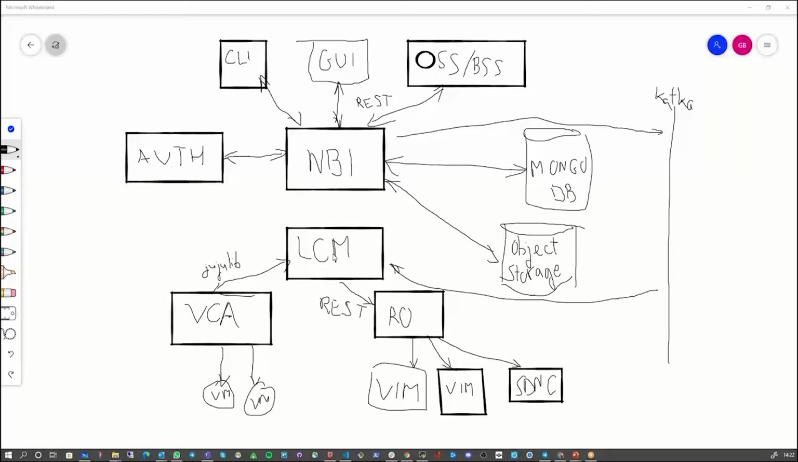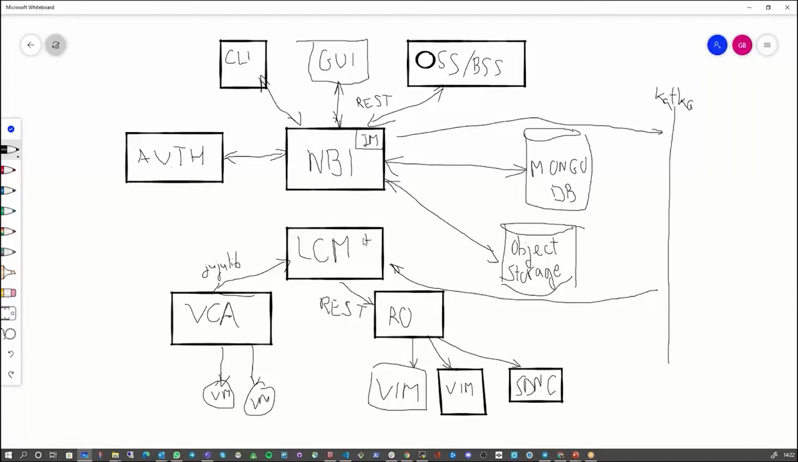Let me comment. Obviously, the NBI needs to understand the information model. The reason is that it has to understand the descriptors and validate that the descriptors are correct, okay, whenever there is a request to onboard a VNF package or a network service package, right? That's the main reason why the MBI needs to understand the information model.